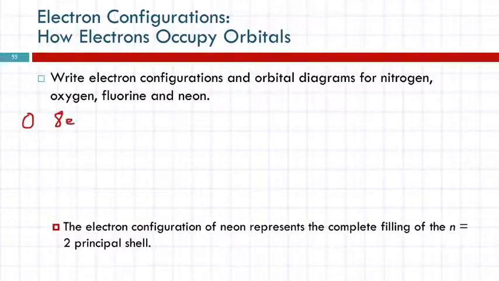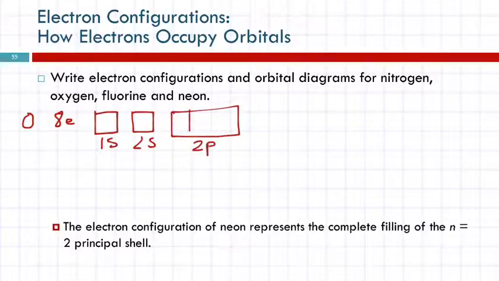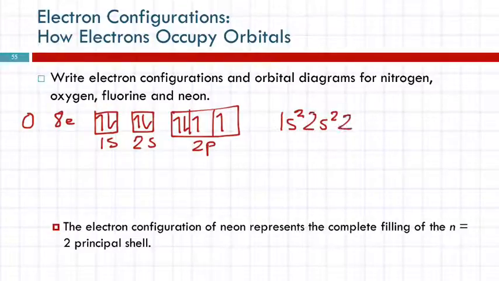Oxygen has 8 electrons. So orbital diagram, 1s, 2s, 2p. If I put 8 electrons in here, 1, 2, 3, 4, 5, and the next one is going to go in his own bed. 6, 7. Now he doesn't want to pay for the next room, so he's going to pair up over here. 8 electrons. Electron configuration, 1s2, 2s2, 2p what? 4. If you add those superscripts, 2 plus 2 plus 4 equals 8, that's how many electrons there are.